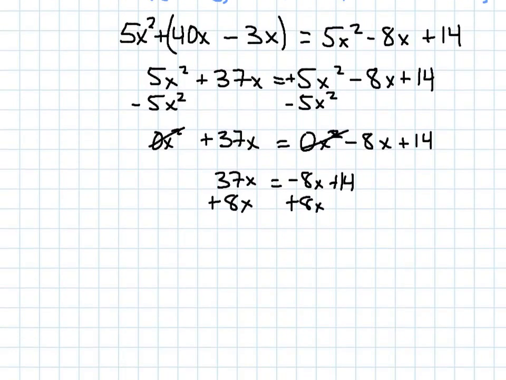So on the left side, 37x plus 8x gives me 45x. Negative 8x plus 8x is 0, so that leaves me with 14 on the right side. And how about I write that for you.